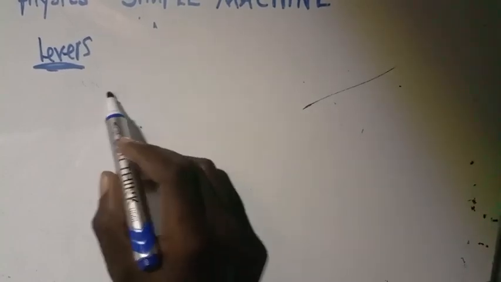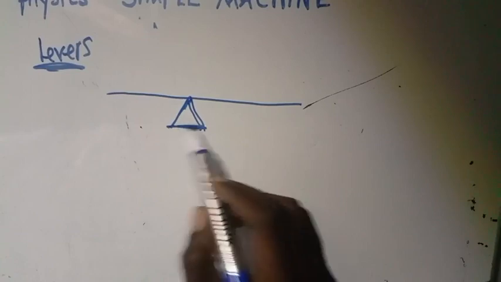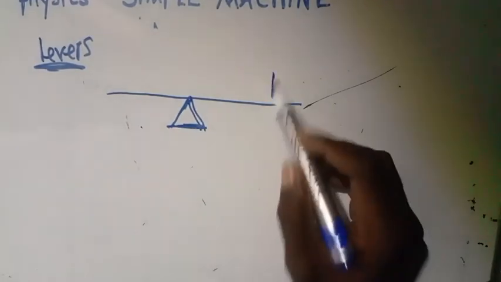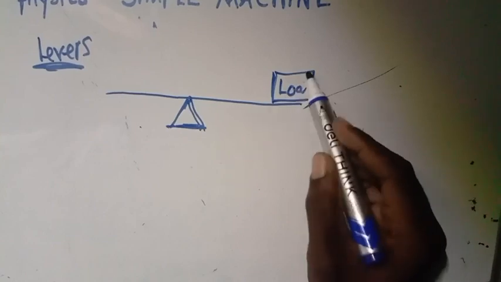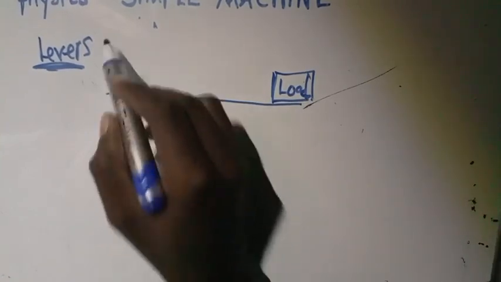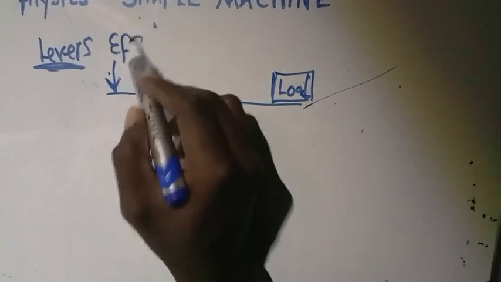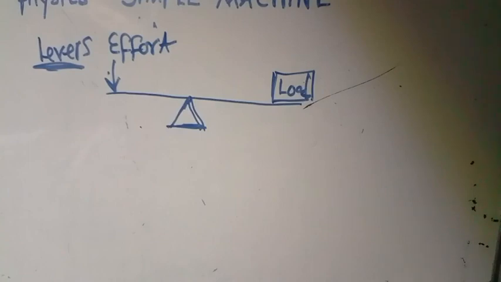It is somehow like this. Have you seen where you are given this? Under moment, remember moment. I think you remember moment. Here we've got a load, let's say a load here. And on this side we've got effort that is being applied. So this is where we've got the effort that is being applied.